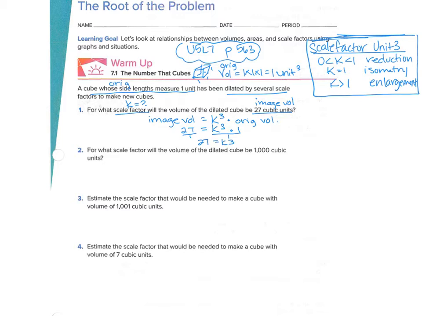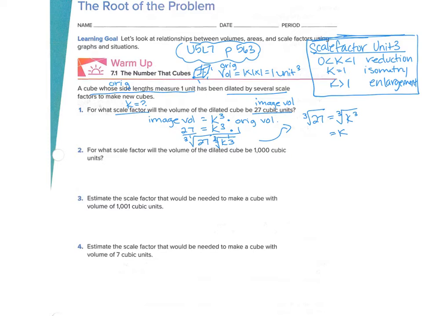This is where, in order to solve for k, I need to take the cubed root of both sides. I need the cubed root to cancel the k cubed. Sorry about that. Let me rewrite. I have the cubed root of 27 equals the cubed root of k cubed. So on the right side, I would have just k. On the left side, I would do the cubed root on our calculator.